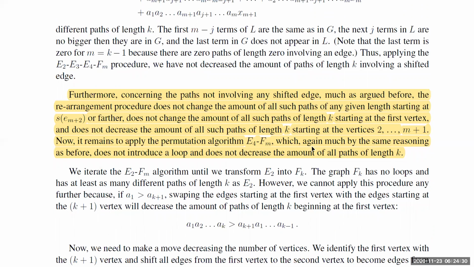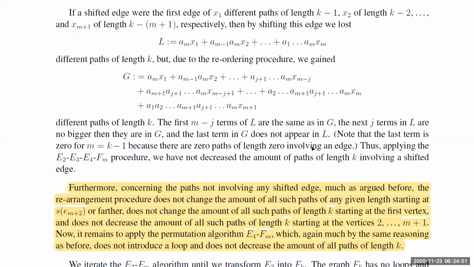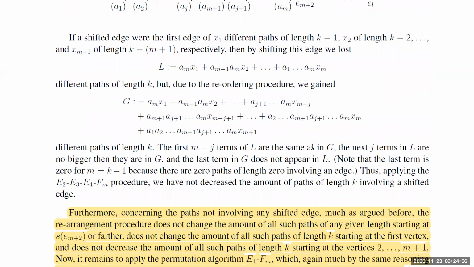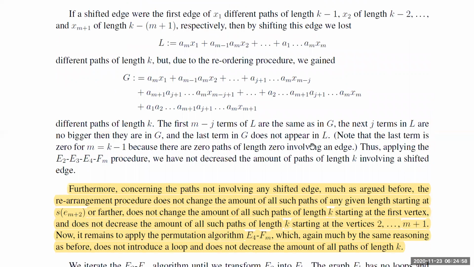Okay, so now we are done. I showed you that we apply such an algorithm, E2, E3, E4, Fn. We don't change the number of edges, it's still n. We don't introduce any loops. And we do not decrease the number of all different paths of length k. And this was the most difficult part of the construction. This is sort of the most messy combinatorics. It will not be any more difficult now.